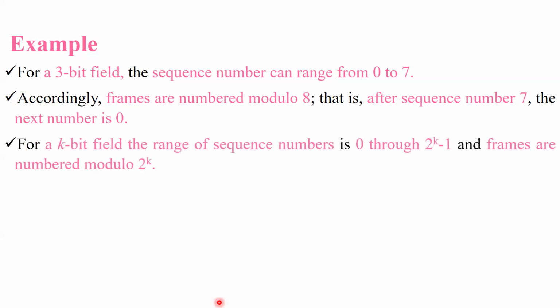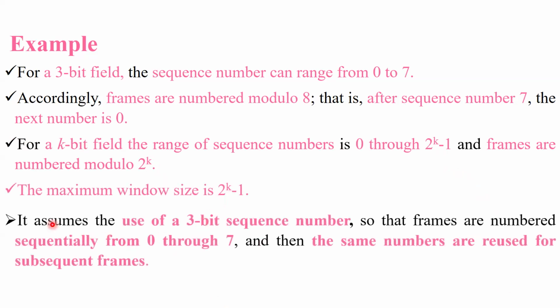For a k-bit field, the range of sequence numbers is 0 through 2 power k minus 1, and the frames are numbered modulo 2 power k. The maximum window size is 2 power k minus 1. For example, I have assumed a 3-bit sequence number, so the frames are numbered sequentially from 0 to 7. Then the same numbers are reused in subsequent frames.